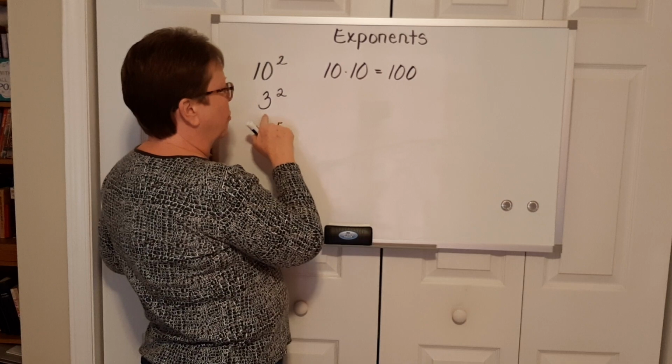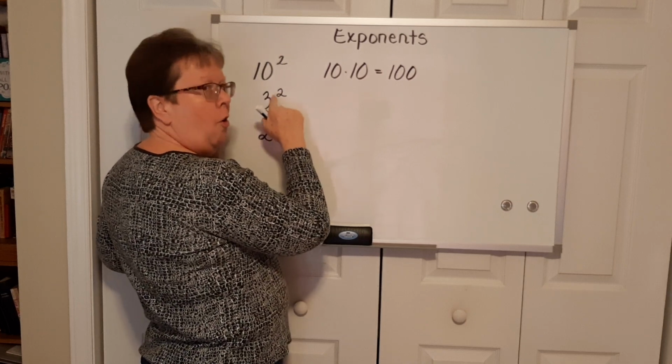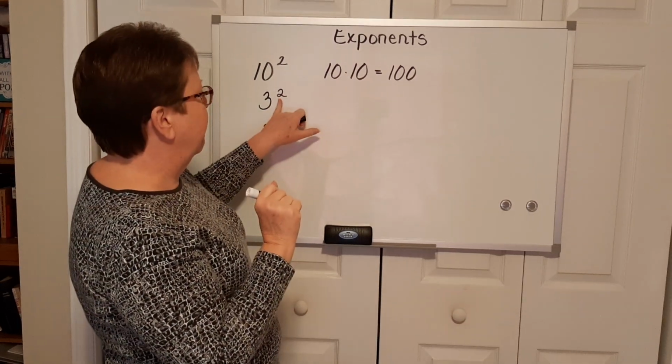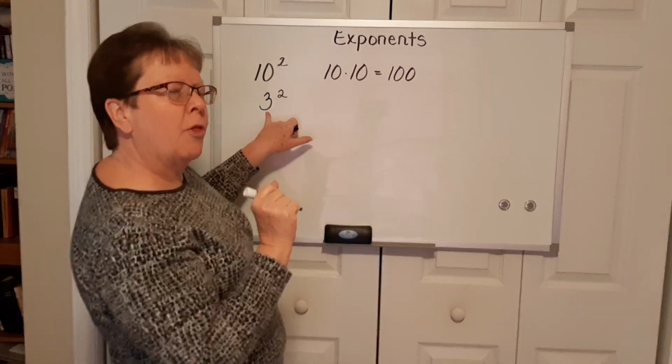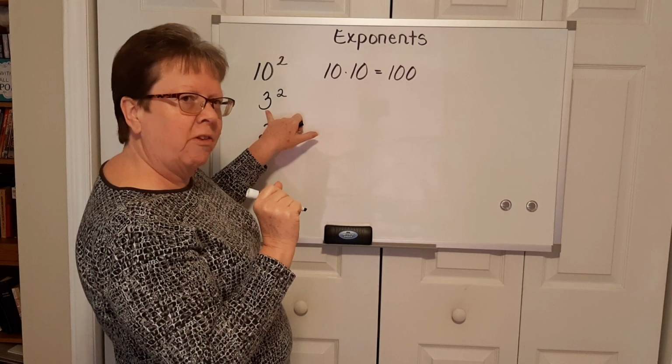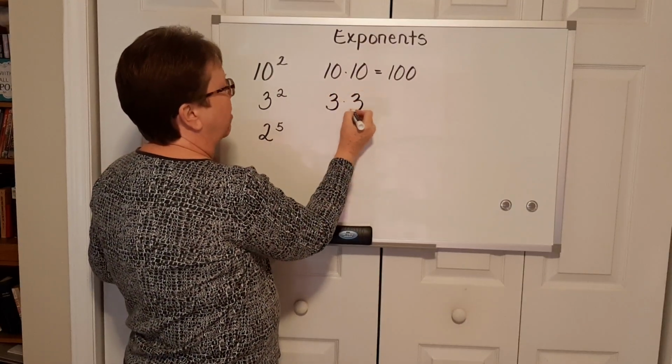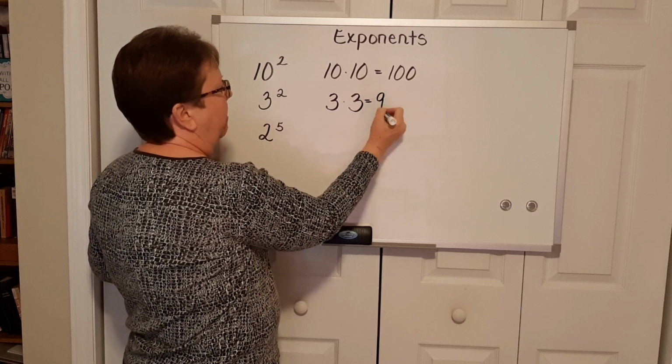Now, this is 3 squared, or you could say 3 to the second power. Again, the little 2 means that the 3 is used as a factor 2 times. So we have 3 times 3, which we know is 9.